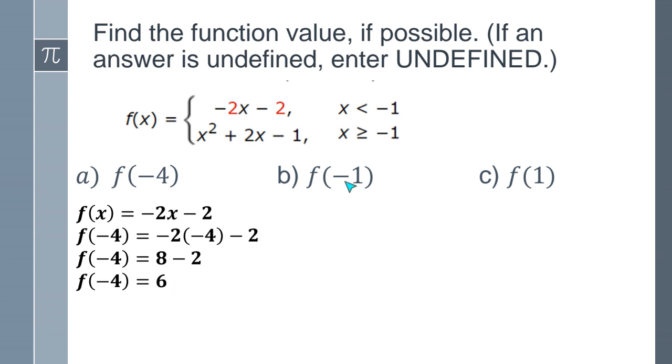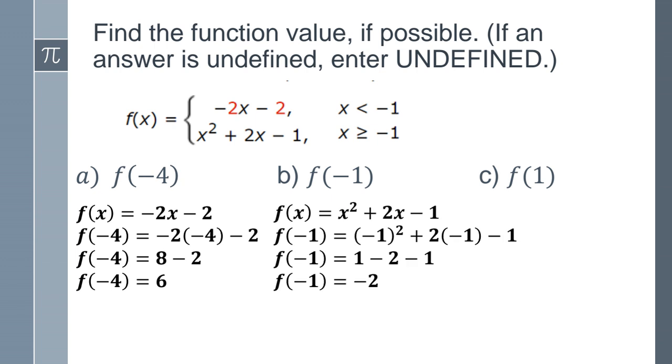Now this one has -1. Well, if x is equal to, that's what this one means, right? Greater than or equal to -1, then we're going to use the second equation. And so now anywhere I see an x, I'm going to substitute it with -1. So I have x squared, so I'm going to have -1 squared plus 2 times -1 minus 1. -1 squared is 1. 2 times -1 is -2, and then we have -1. 1 minus 2 is -1, minus 1 is -2.